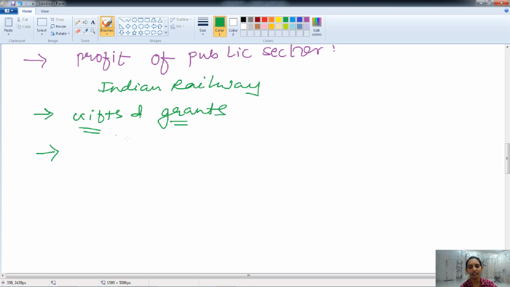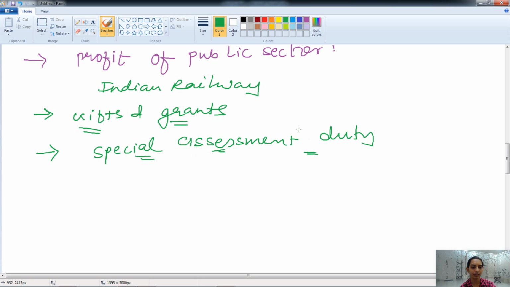Okay. And the next type of non-tax revenue is the special assessment duty. Government provides some special services to the people, and the people are liable to pay money for that, and that is known as the special assessment duty. Okay. This income belongs to the non-tax revenue. So this is about the revenue receipts.